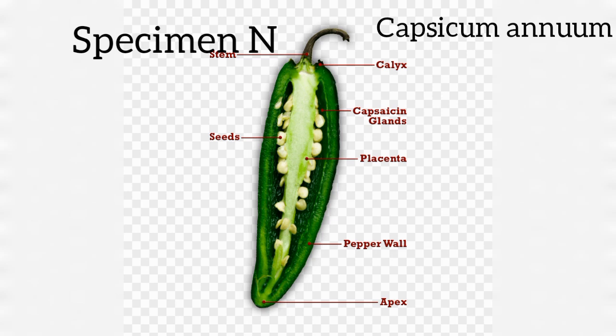You can look at the diagram for the other labels. You can see the other end from the stem is called the apex. Then you have the pepper wall, the placenta, the capsaicin glands, and the seeds. Then we have the calyx. So those are the various parts you can have. So you can try to make various drawings of all these specimens, so you can come out with flying colors.